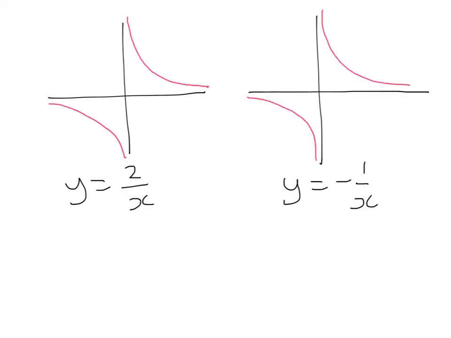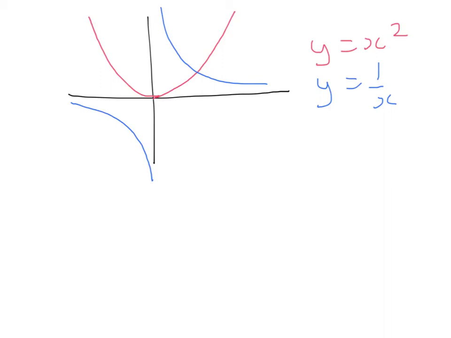Now let's consider two more graphs, y equals 2 over x and y equals minus 1 over x. I've drawn in red the graph of y equals 1 over x. 2 over x is twice as big, so basically every coordinate is doubled. So y equals 2 over x looks like that. Y equals minus 1 over x is simply a reflection in the x-axis, so it looks a little bit like that.